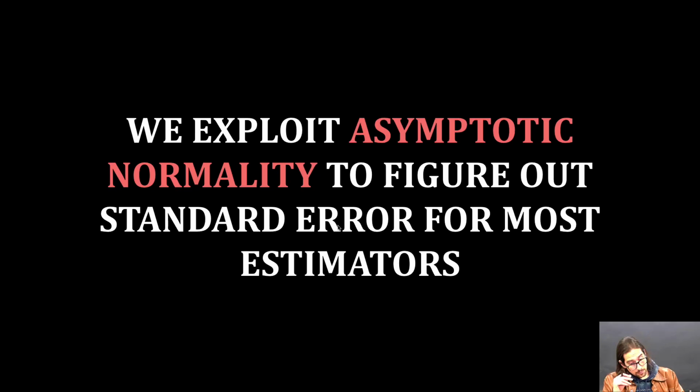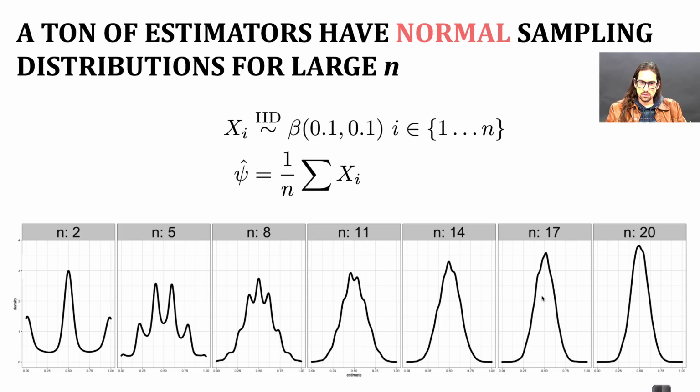So the general most common way of doing this, like 99.9% of statistics, is to exploit asymptotic normality to figure out the standard error. So what do I mean by that? Well, a ton of estimators, basically any estimator that you will ever see out in the wild, has a normal sampling distribution. And the reason is because if it doesn't, then it's not useful, because it's very, very difficult usually to figure out its standard error, so nobody uses it. So basically anything that anyone uses has a normal sampling distribution.